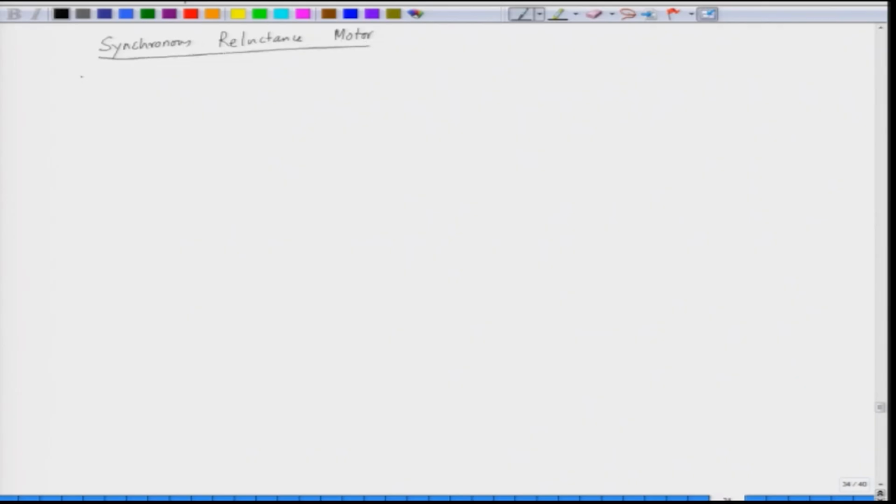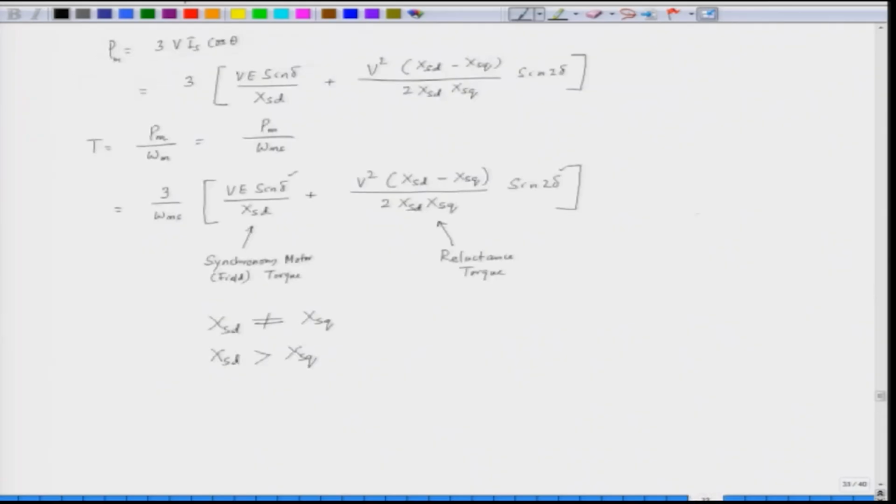So, here the field winding is non-existent and hence IF equal to 0 and hence E equal to 0. So, the induced EMF equal to 0 here. So, we have this equation, let us say this is equation 5. Now, substituting E equal to 0 here, the first term vanishes, we only have the second term.